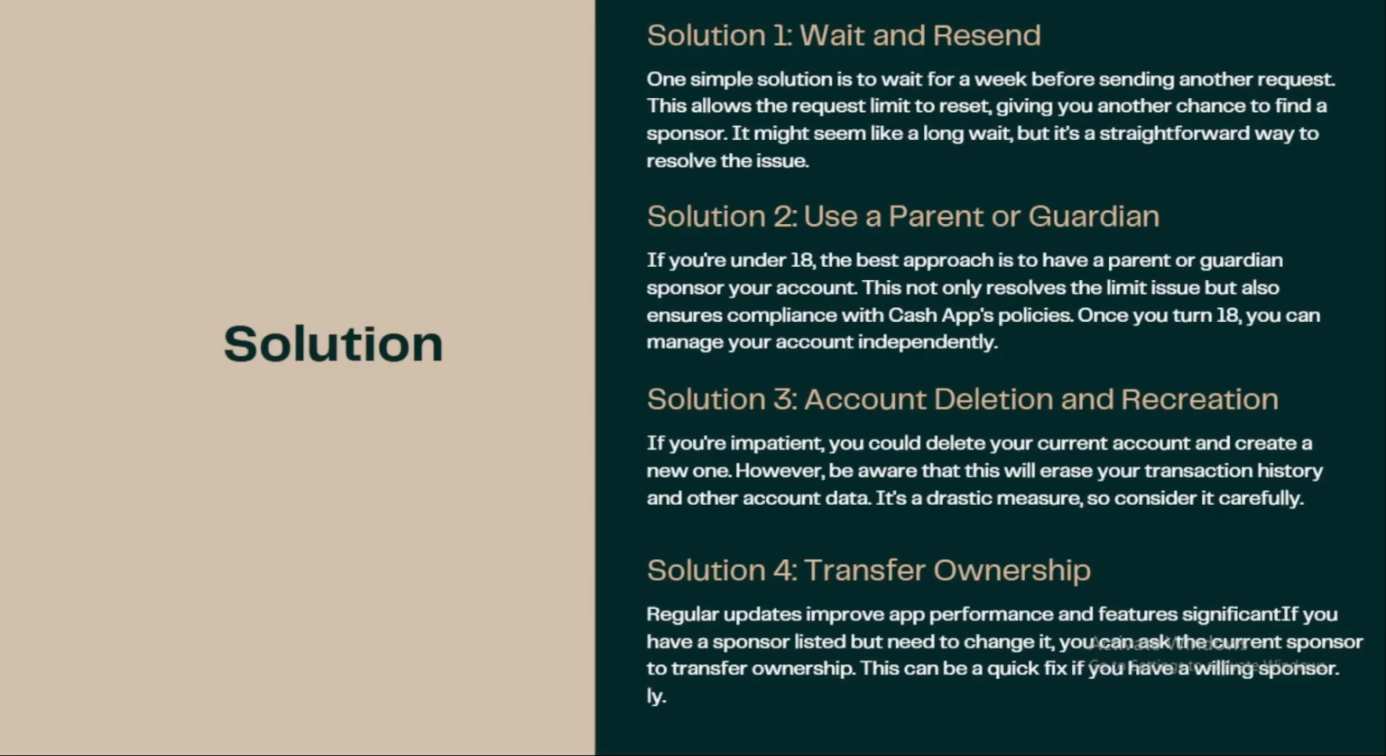If you are under 18, the best approach is to have a parent or guardian sponsor your account. This not only resolves the limit issue but also ensures compliance with Cash App's policies. Once you turn 18, you can manage your account independently.